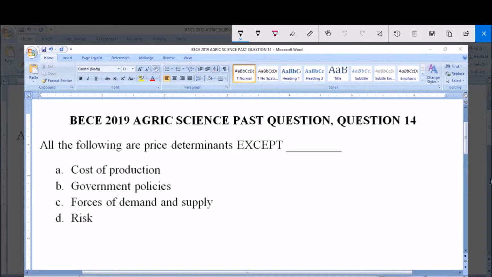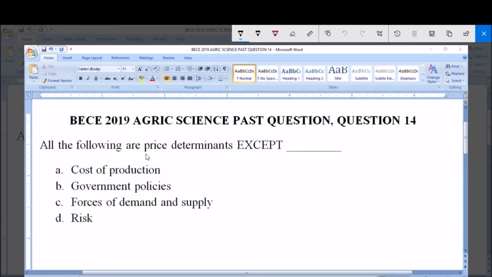All the following are price determinants except dash. A. Cost of production. B. Government policies. C. Forces of demand and supply. And D. Risk. So we are asked to pick which of the following is not a price determinant.